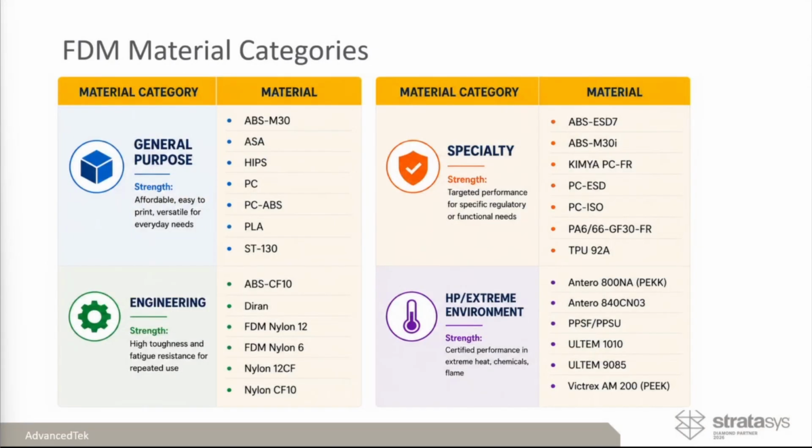Going over 4 categories today. General purpose: usually their strengths are affordable, easy to print, versatile for everyday needs. Next is your engineering: strengths are high toughness, fatigue resistance for repeated use. And your specialty category strengths are targeted performance for special or specific regulatory or functional needs. And your high performance extreme environment, its strengths are certified performance in extreme heat, chemical resistance, or flame FST.